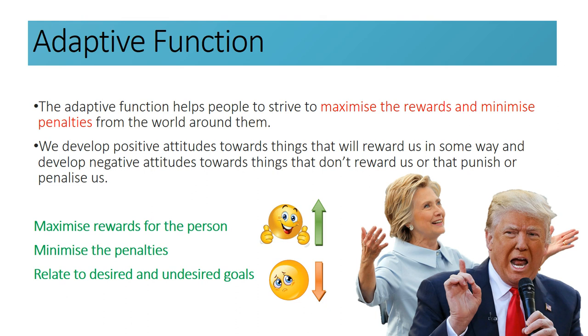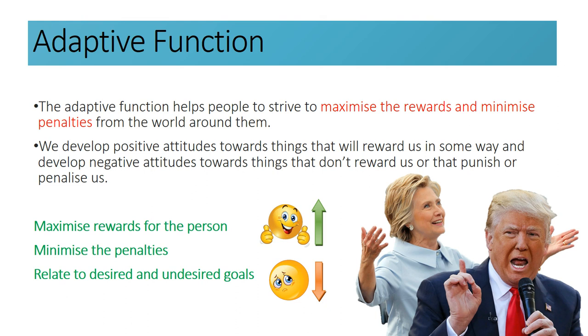The adaptive function helps people to strive to maximize their rewards and minimize penalties from the world around them. We develop positive attitudes towards things that will reward us in some way, and develop negative attitudes towards things that don't reward us, that punish us or penalize us.